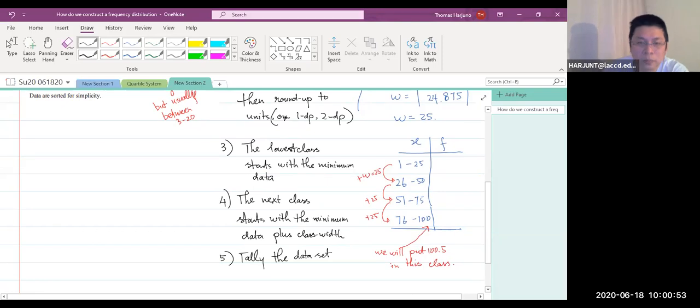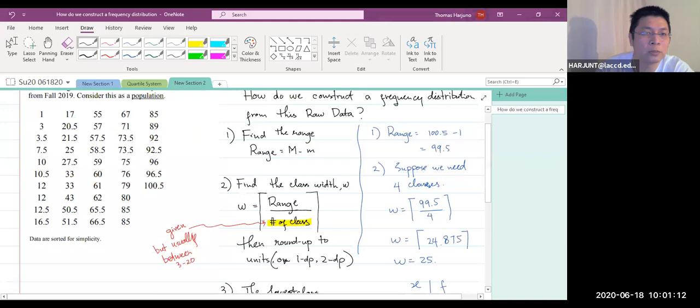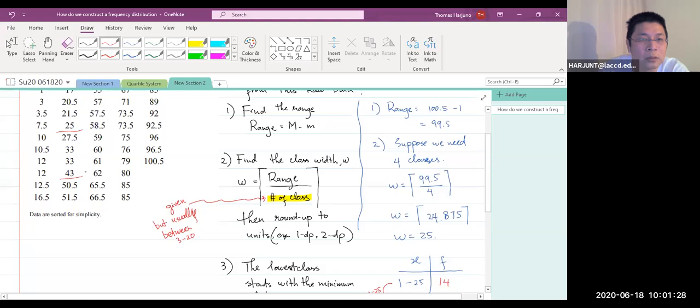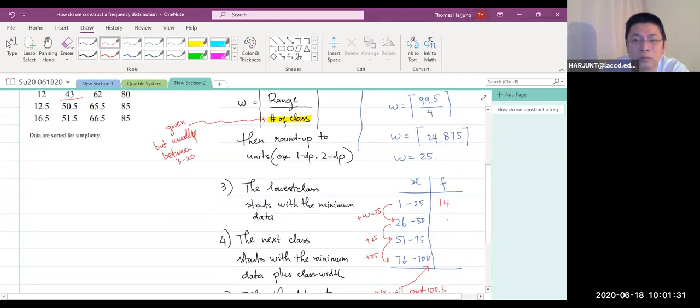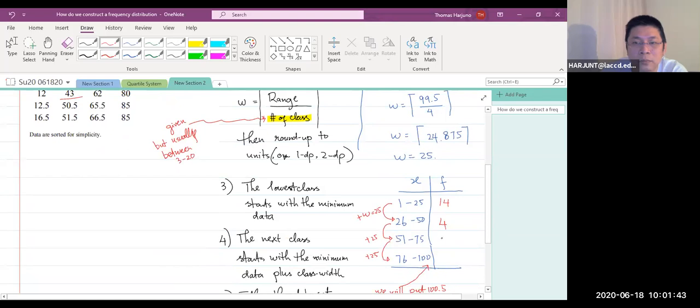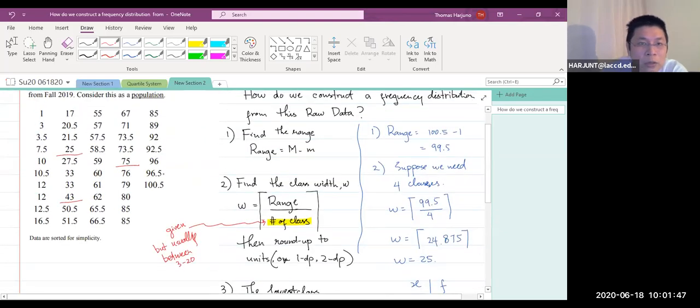Tally the data set to get the frequency. So from 0 to 25, how many are there? There are 14. From 26 to 50, only 4. 51 to 75, 17. And 76 to 100, including these 2 guys, I get 12.